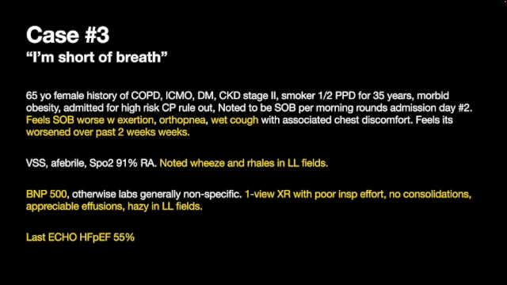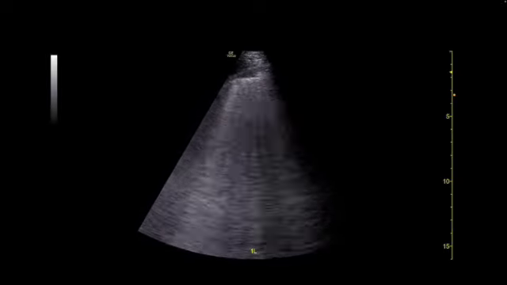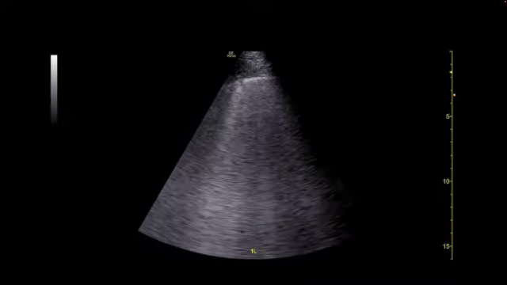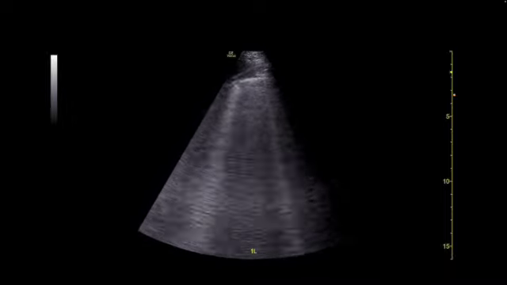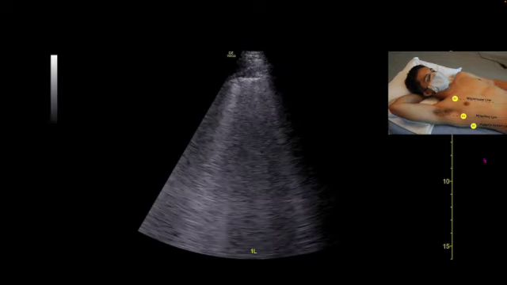So while you're performing your H&P, you take a look at her heart and lungs. But undifferentiated dyspnea, you start with the lungs. You want to know, are they wet or dry? So this is what you see. Again, you're lawn mowing through bilateral lung fields, and you note that she has B lines throughout both sides. There is no well-aerated lung.